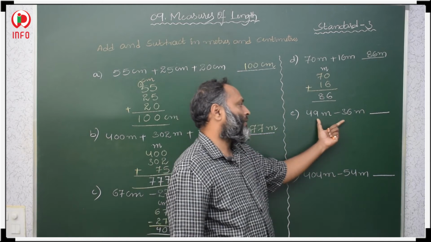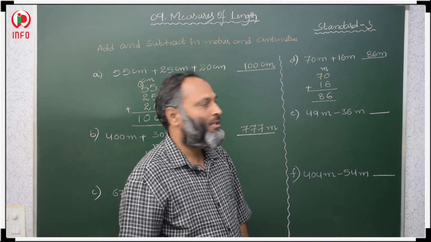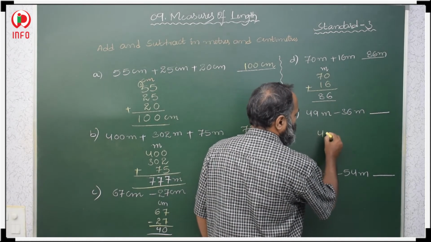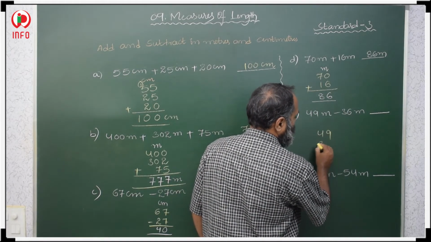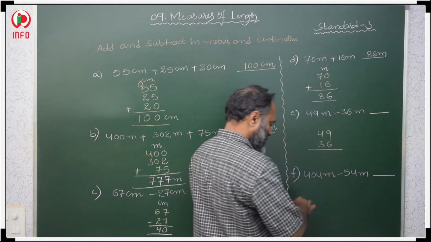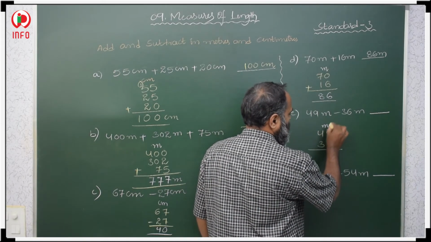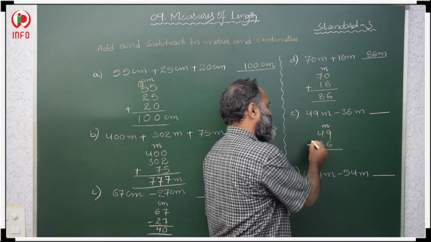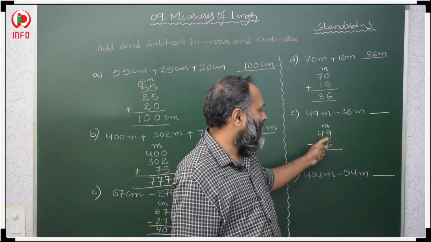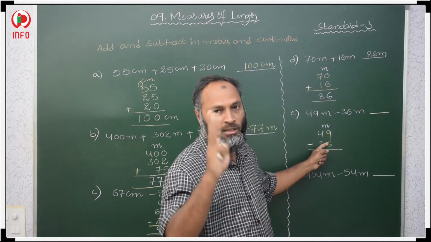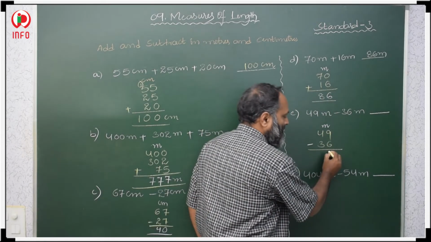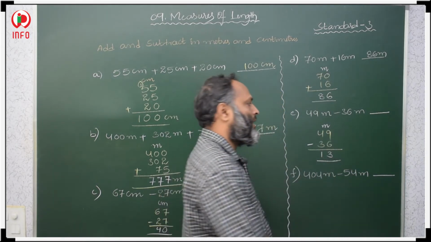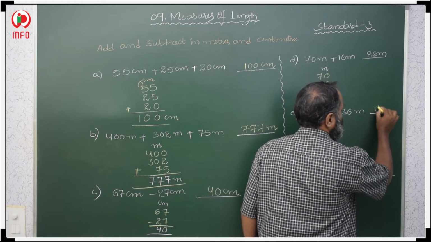Now here the difference we have to find, 49 meters minus 36 meters, 49 meters first, then after that 36 meters, these are in meters. Now subtract 9 minus 6, 9 minus 6 means 7 to 9 we have to count, 7, 8, 9, it is 3. 4 minus 3, consecutive numbers, difference is 1, it is 13 meters, 13 meters.